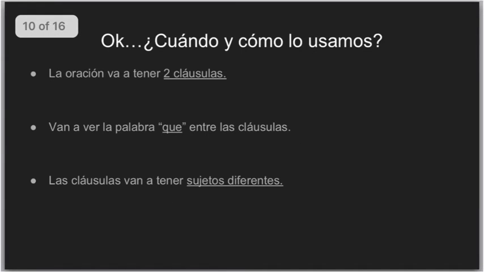Okay, so now that we have a general idea of how we conjugate verbs in the present subjunctive, where and when the heck do we use this? How and when do we use this? So there are a couple things you need to know.